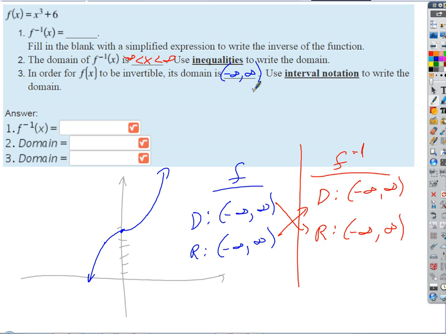Okay, so see if you can do all this in your head. What's the answer going to be for the inverse function then? If I change that to a y, I flip the x and y and solve, what are you going to get? Y equals the cube root of x minus 6, right? Because this becomes a y, and then when we switch them, we get y cubed plus 6 equals x, so I subtract 6 and then cube root. Everybody agree?